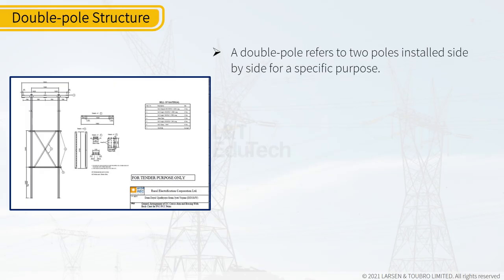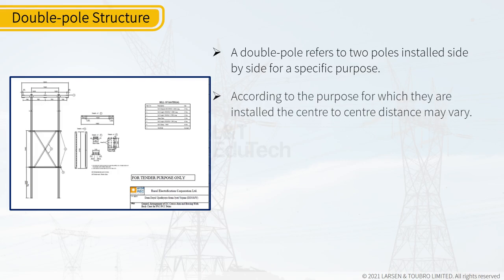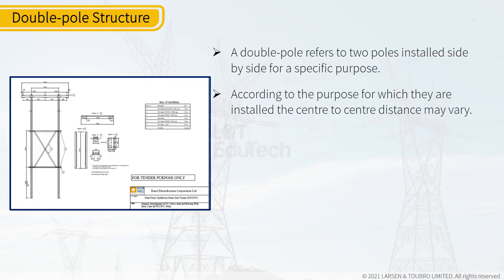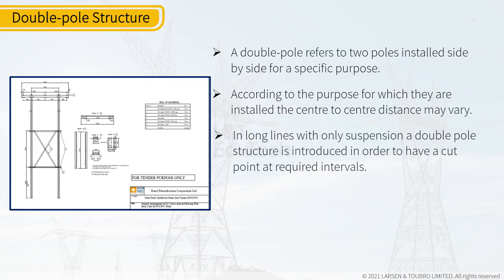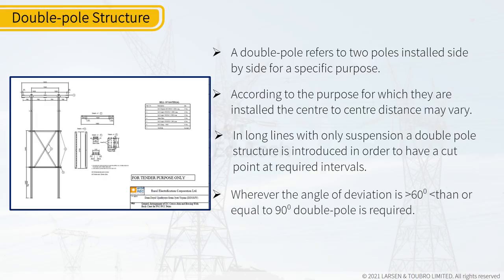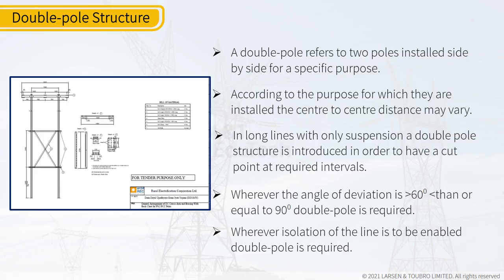When two poles are installed side by side for a specific purpose, we call them a double pole. We have already understood the locations at which double pole is required. According to the purpose for which they are installed, the center to center distance may vary. In long lines with only suspension, a double pole structure is introduced in order to have a cut point at required intervals. Wherever the angle of deviation is greater than 60 degrees and less than or equal to 90 degrees, double pole is required. Wherever isolation of the line is to be enabled, double pole is required.